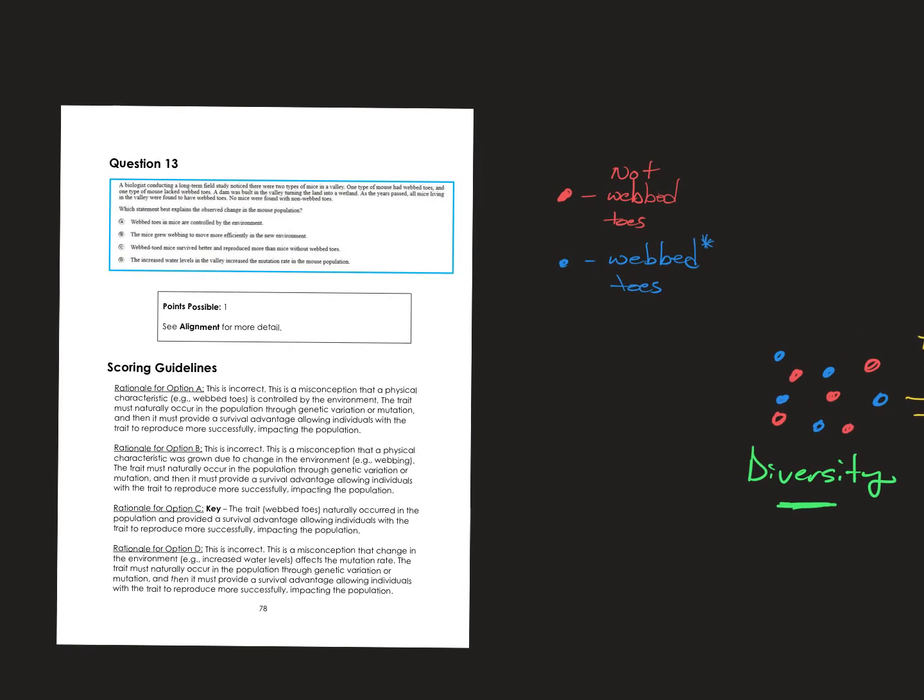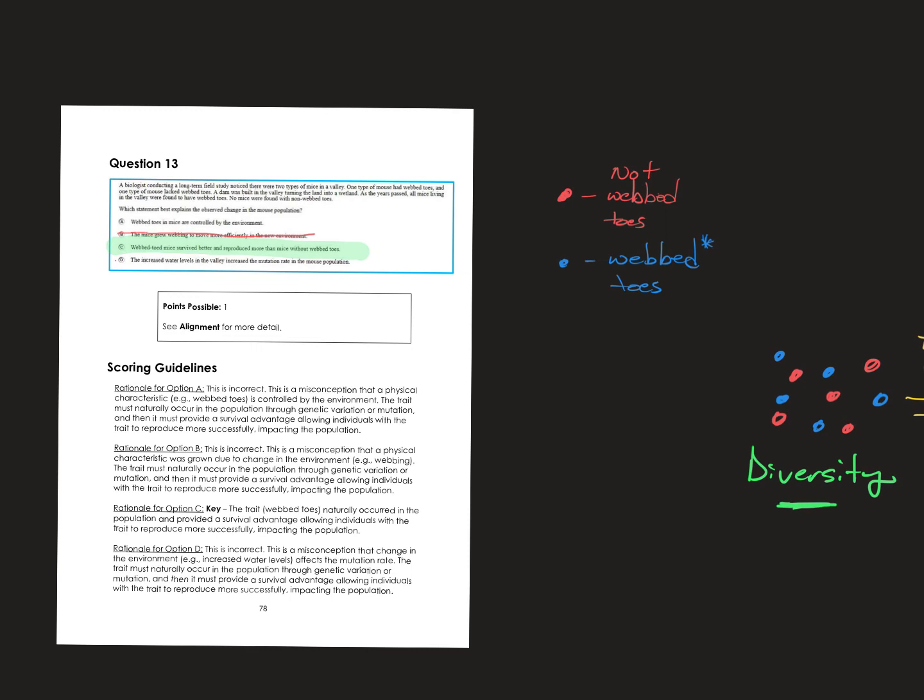So here, diversity, it says the mice grew webbing to move more efficiently in the new environment. That's not true. The ones that had the webbing survived. They didn't grow it in order to survive. Web-toed mice survive better and reproduce more than mice without webbed toes. Well, that I think is clear. It's clearly the answer. At least I hope it's clear to you. The increased water levels of the valley increase the mutation rate in the mouse population.